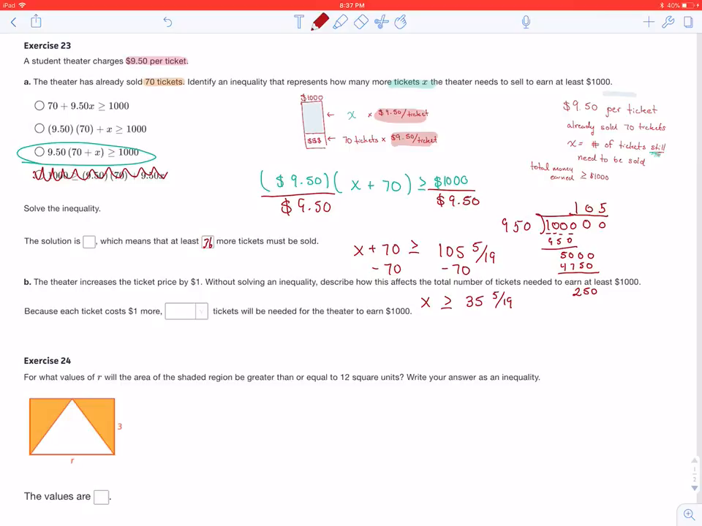Part B, the theater increases the ticket price by $1. Without solving an inequality, so this is just mental work, describe how this affects the total number of tickets needed to earn at least $1,000. Because each ticket costs $1 more, blank tickets will be needed for the theater to earn $1,000. So if you're charging more, that probably means you're going to make more money per ticket, and so you're probably going to need to sell fewer tickets in order to reach our $1,000 goal, since we're making more money for every ticket that we sell.